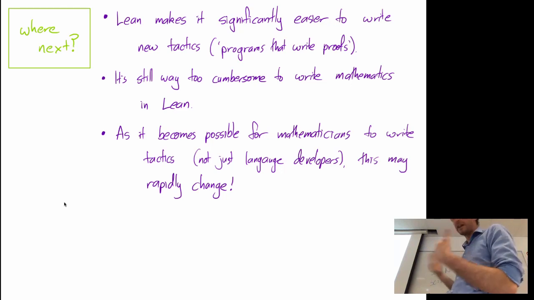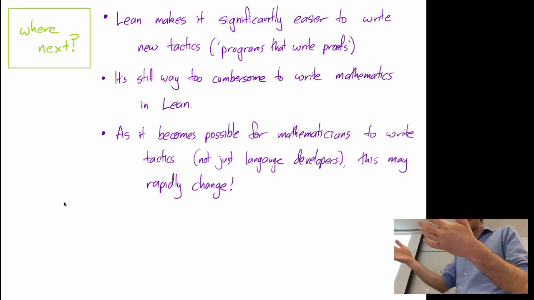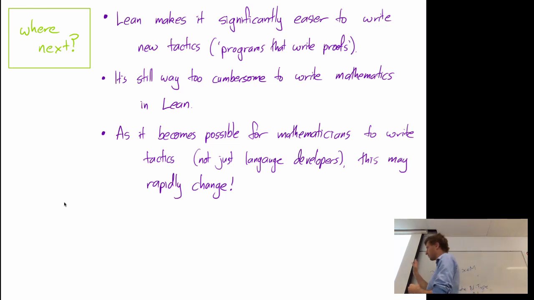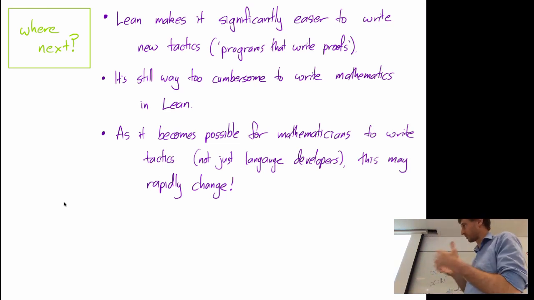And it's relatively easy once you've learned Lean to also write new tactics, because you're doing it all in the same language. And this was completely untrue in all of the previous setups. And I think this is why it's maybe worth starting to advertise this to mathematicians, because they're also now able to write some tactics.